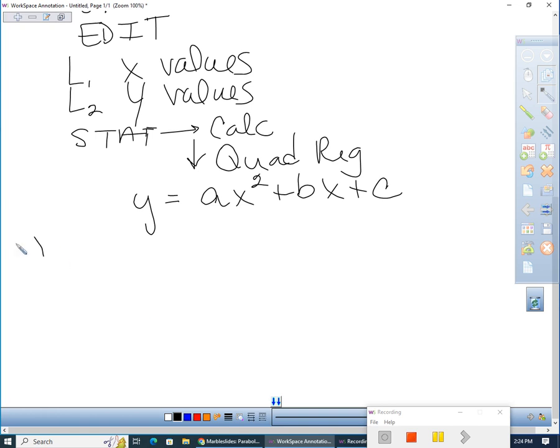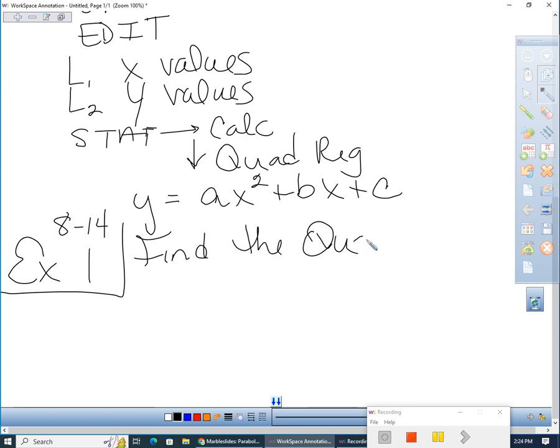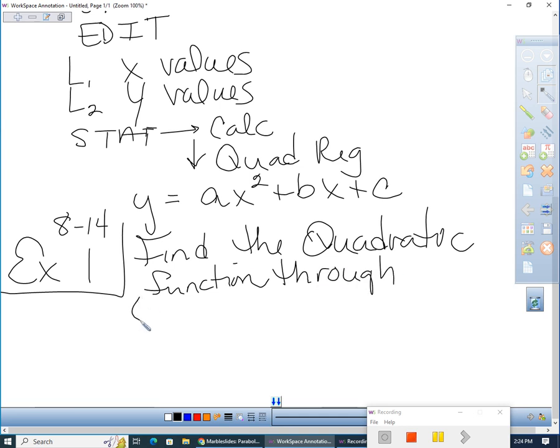All right, so here we go. We're going to do example number 1. This is exactly what you are doing for most of it, but we'll break it down a little bit more. Let's say 8 through 14. Find the quadratic function through these points: negative 1, 6, the point 1, 4, and the point 2, 9.